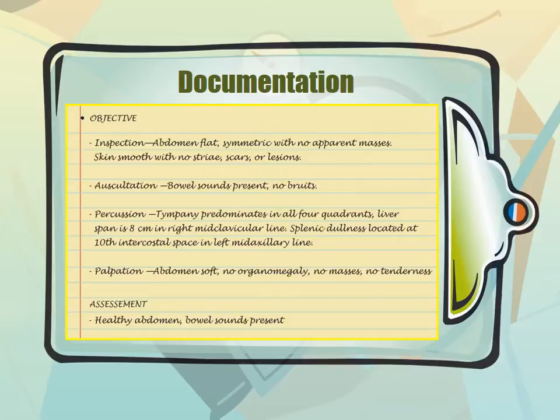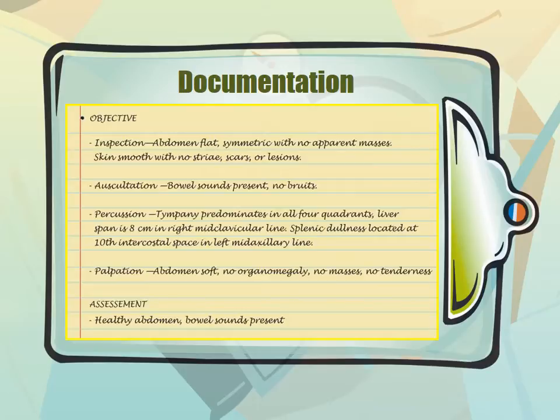Auscultation, we're going to record bowel sounds. We may record bowel sounds present, bowel sounds active, but we also want to know that they are present or active in all 4 quadrants. We also want to note that we do not auscultate any bruits in any of the renal arteries.